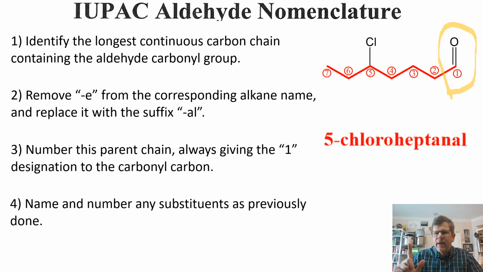Now notice that because the aldehyde carbonyl is always at the 1 carbon, we don't have to prefix heptanal with 1. It would not be 5-chloro-1-heptanal, because by structural definition, it must be 1 in order to be an aldehyde. That carbonyl must be at the end of that carbon chain, that parent structure. So instead of 5-chloro-1-heptanal, that's redundant. So we forget about it, and it's just 5-chloroheptanal.